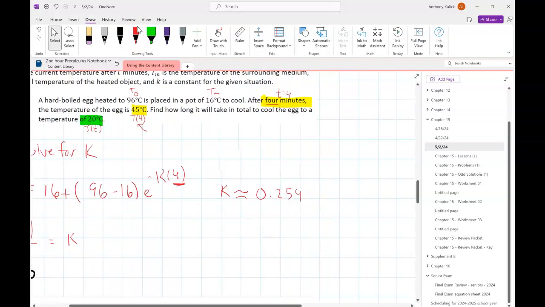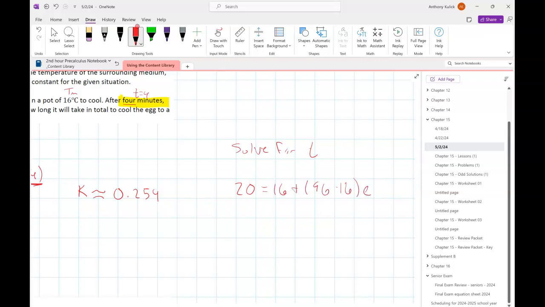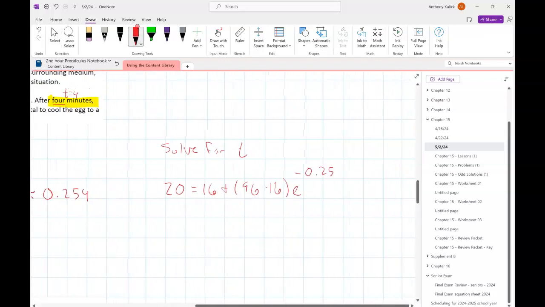Now that we've solved for K, we can solve for t. So we're going to have 20 degrees is equal to 16 plus 96 minus 16 e to the negative 0.254 t.